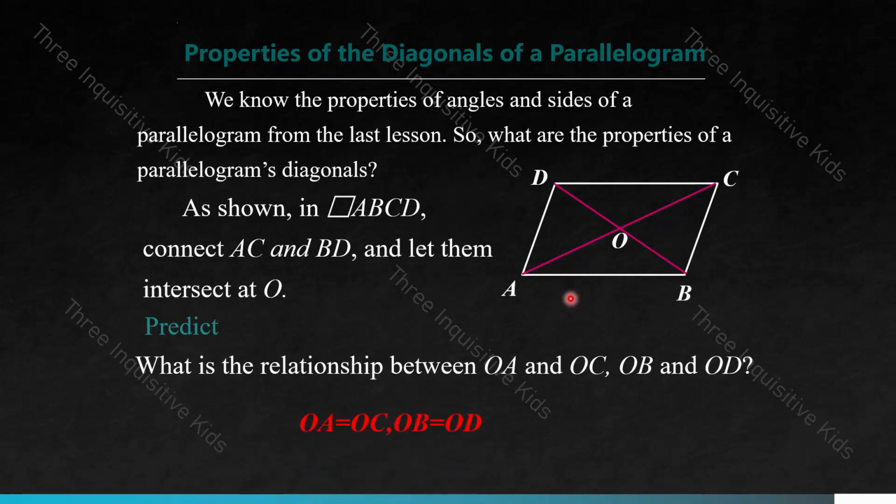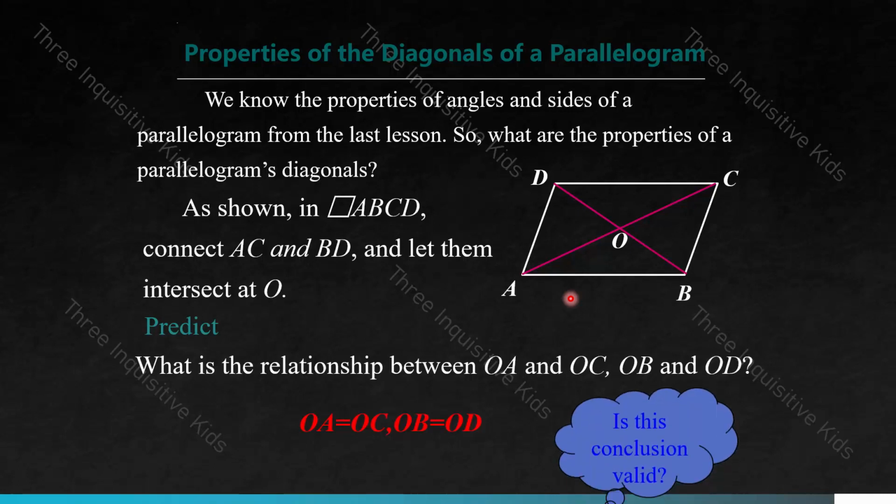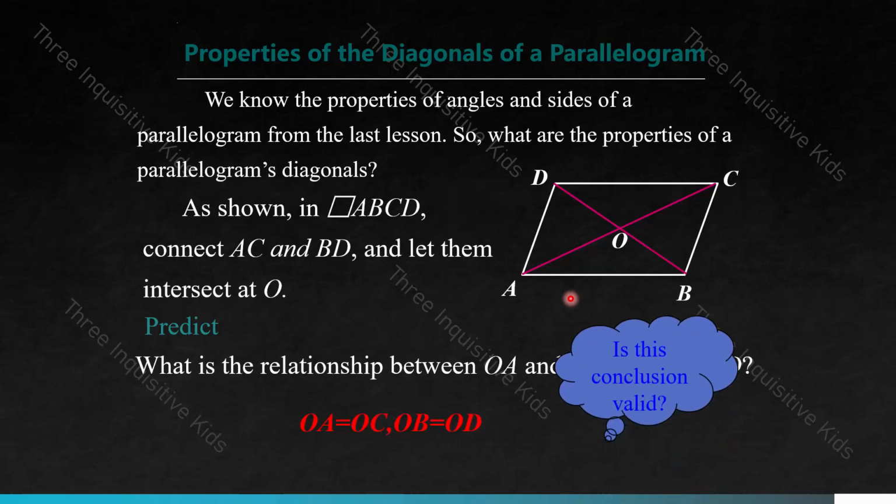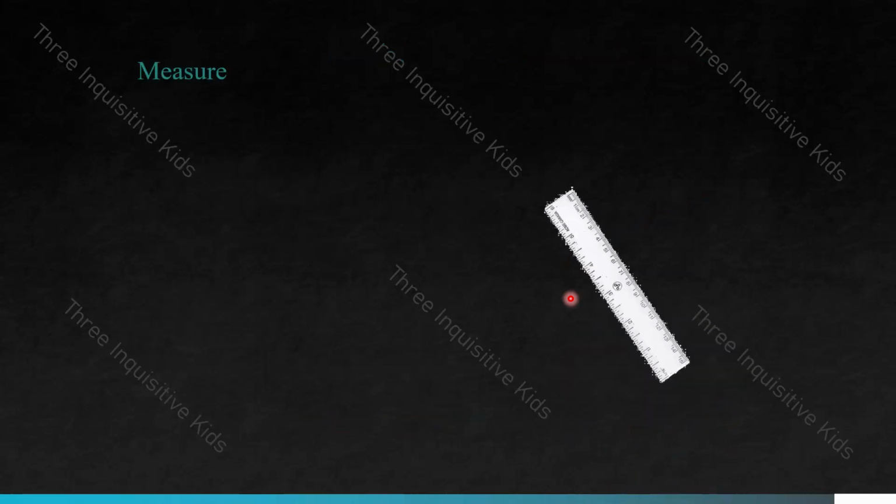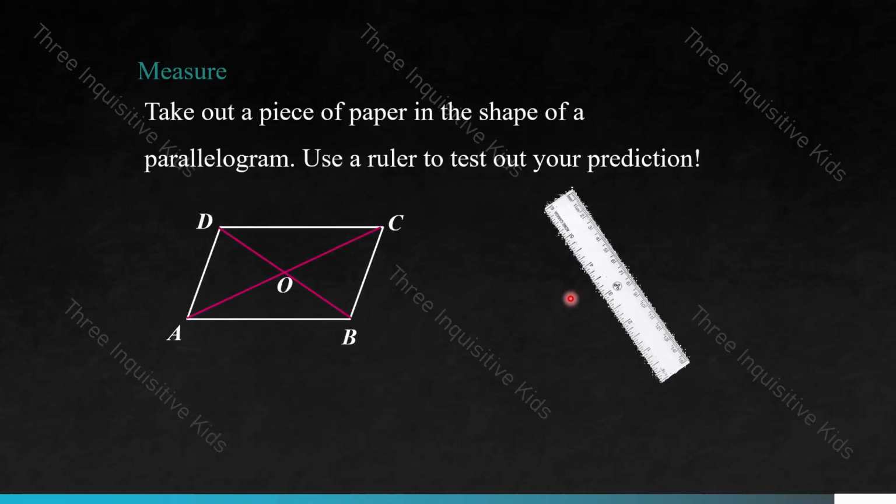Well, the truth is that OA is actually equal to OC and OB is equal to OD in terms of length. But is this conclusion valid? Well, let's find out. The first way we can check if this conclusion is valid is to measure. Take out a piece of paper in the shape of a parallelogram, and then use a ruler to test out your prediction.